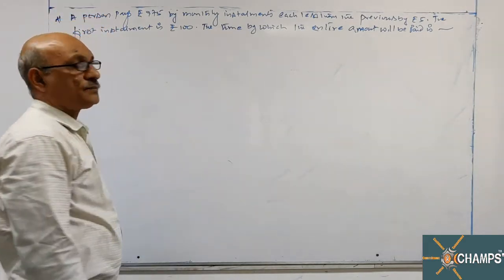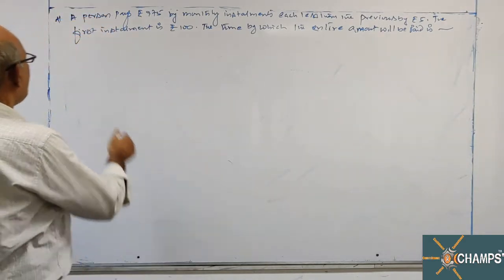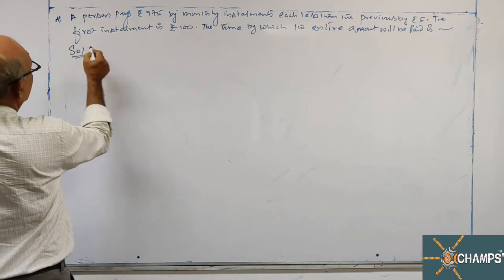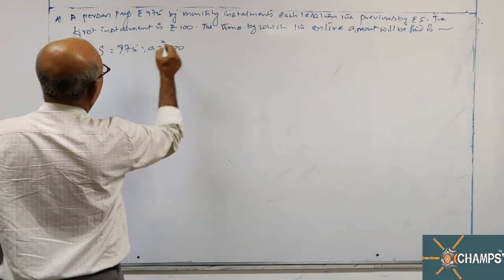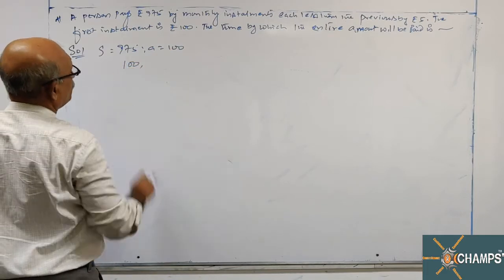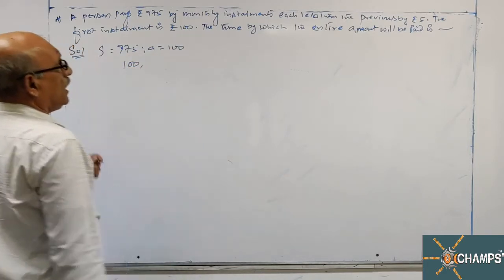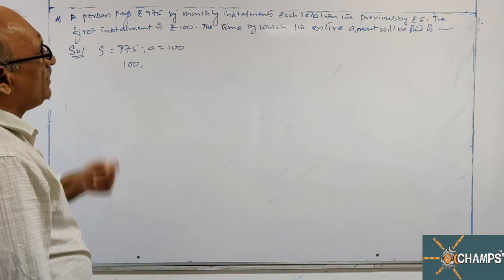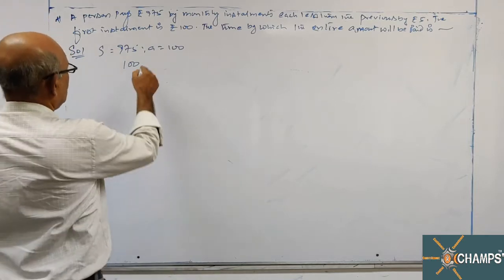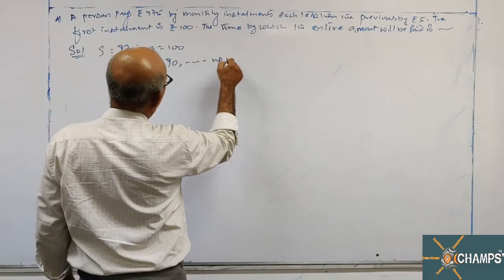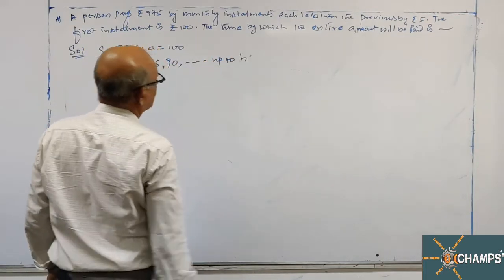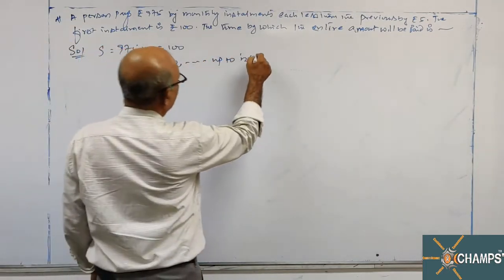Okay, this is my question. See the solution. S is equal to 975, A is equal to 100. Installments are this way. First one is 100. Each installment is 5 rupees less than the preceding. So this is 95, 90, etc. up to n installments, up to n terms.